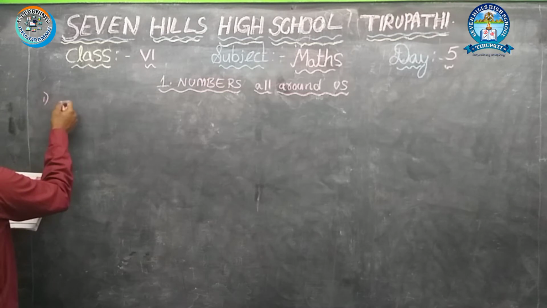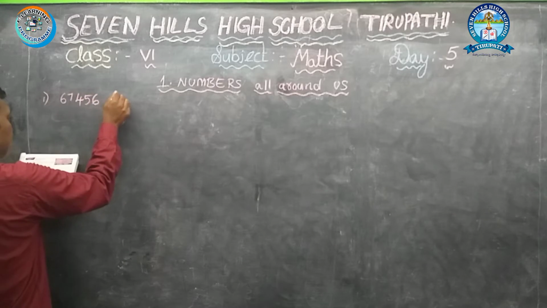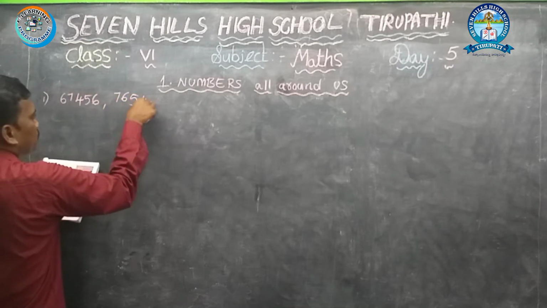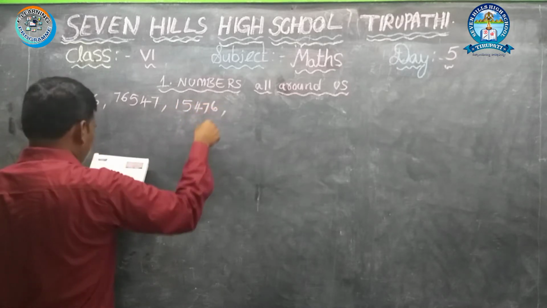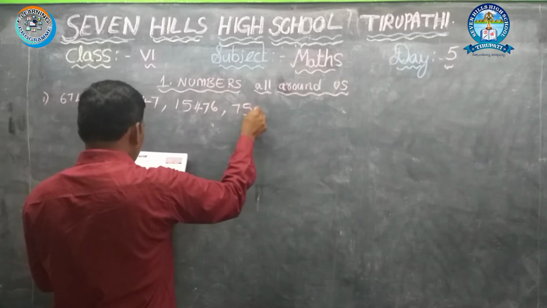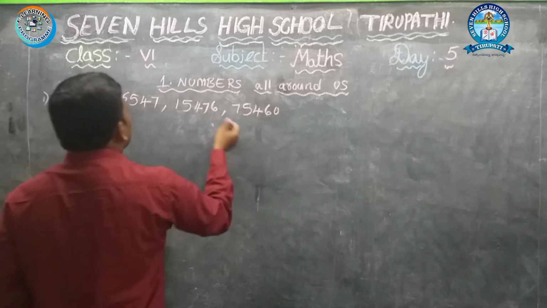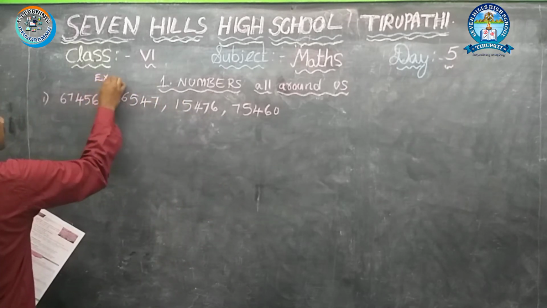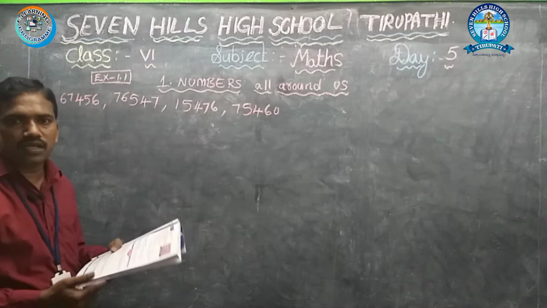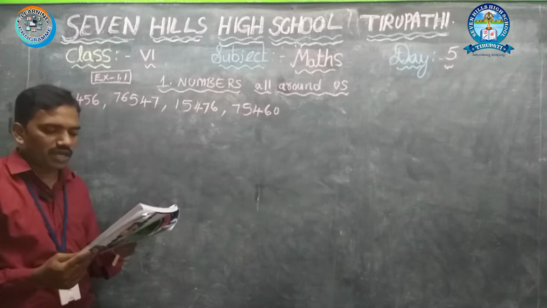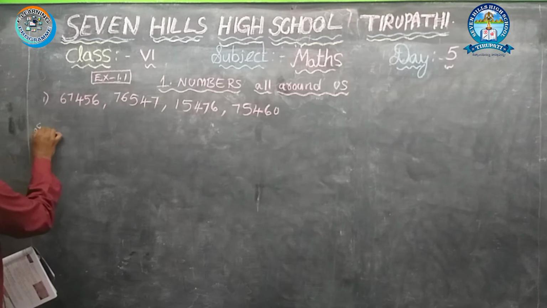In that, the first question is 67456, 76547, 15476, 75460. Okay, this is exercise 1.1, first question. In the first question they are asking which one is the greatest number and which one is the smallest number. We want to compare each and every number.